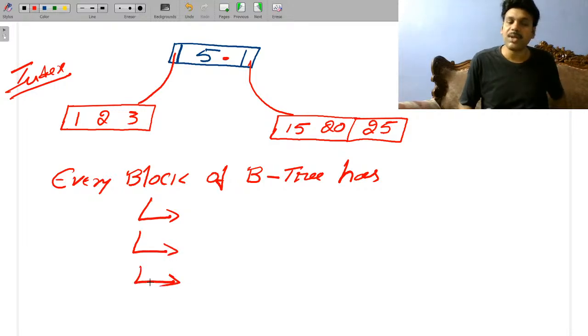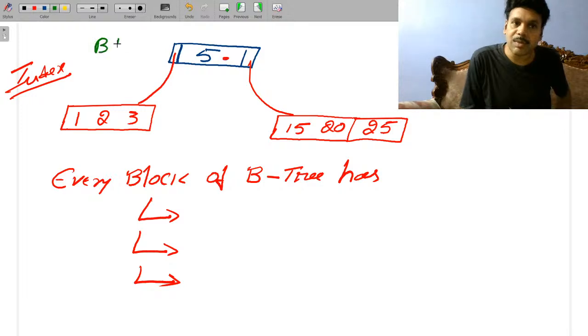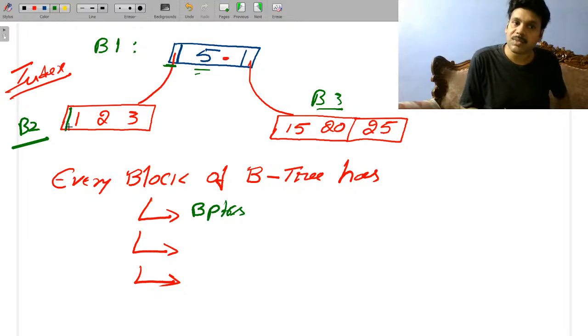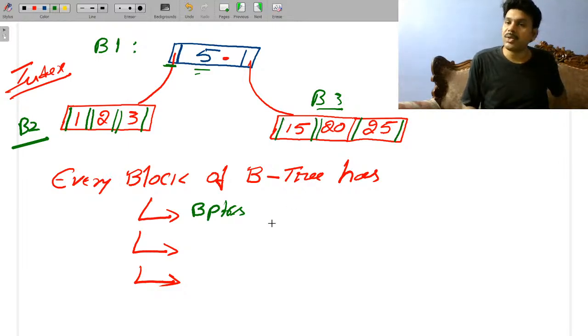What are the elements you are able to see? Observe. Every block I am keeping. This is your block 1 and this is your block 2. This is block 3. What are the elements you are finding? Common elements. Every block has got what? Please observe. Block pointers. And what else? Key. Here also you have block pointers. Please observe. Every block has block pointers. This is one of the common elements to all the blocks.